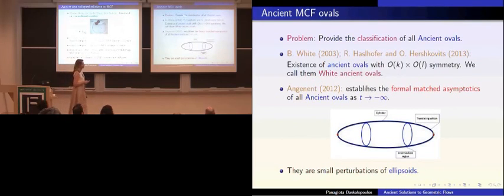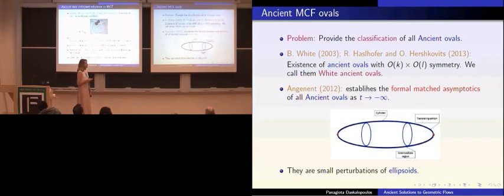So the problem is to find all of them. And now we have some examples. Brian White in 2003 came up with a proof of the existence of ancient compact, let's say convex, solutions to mean curvature flow which are not the spheres. We will be calling them the White ancient ovals. Now his proof was not so clear and not so detailed, I will say.